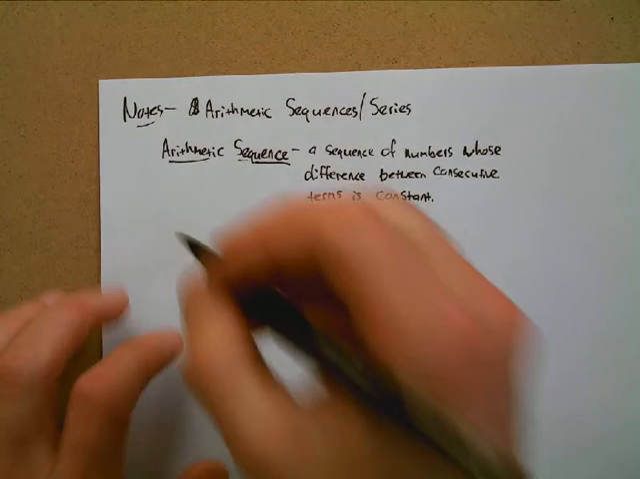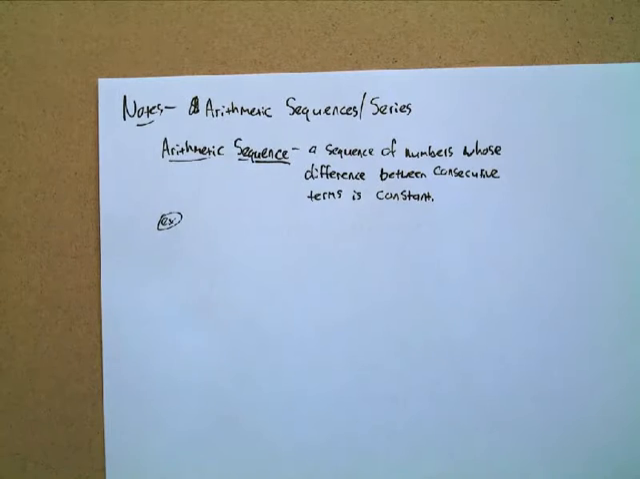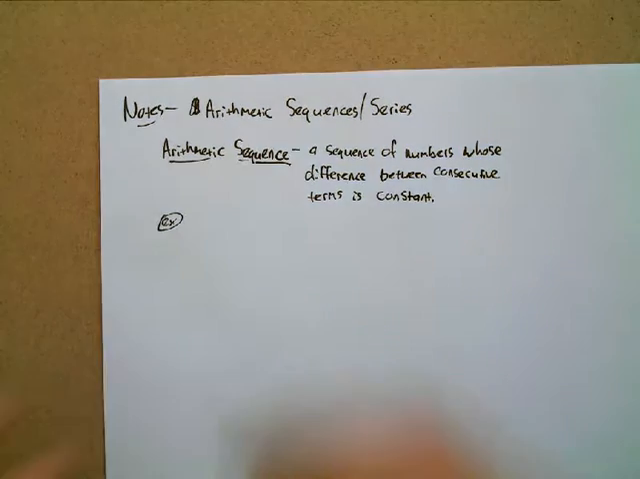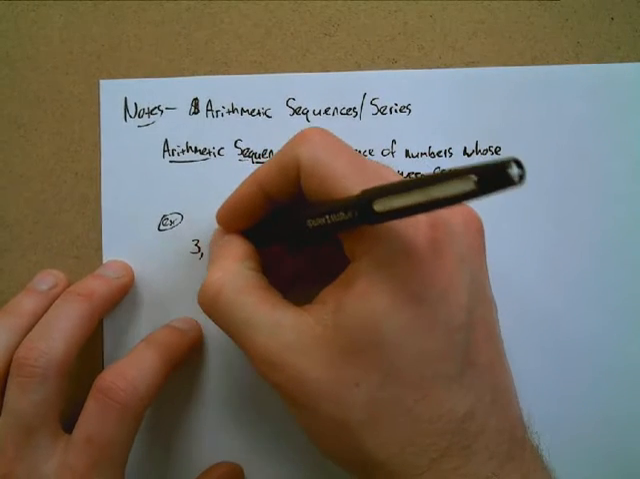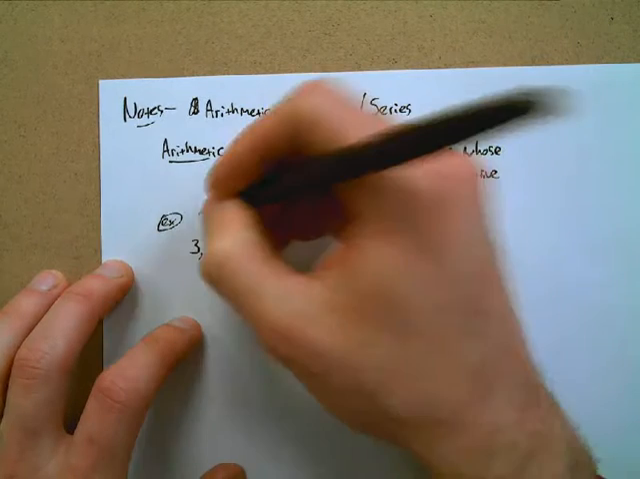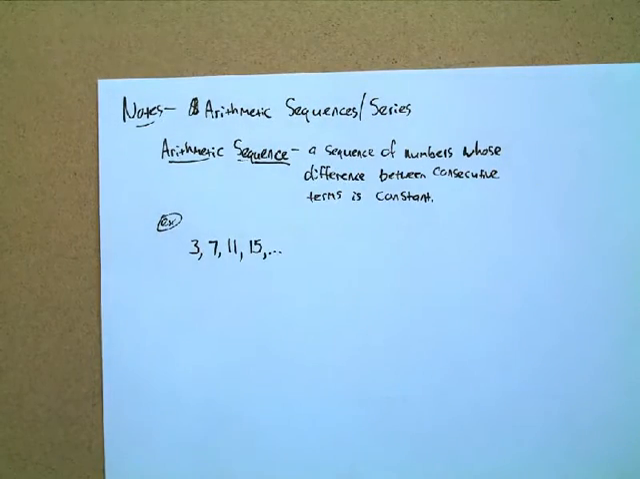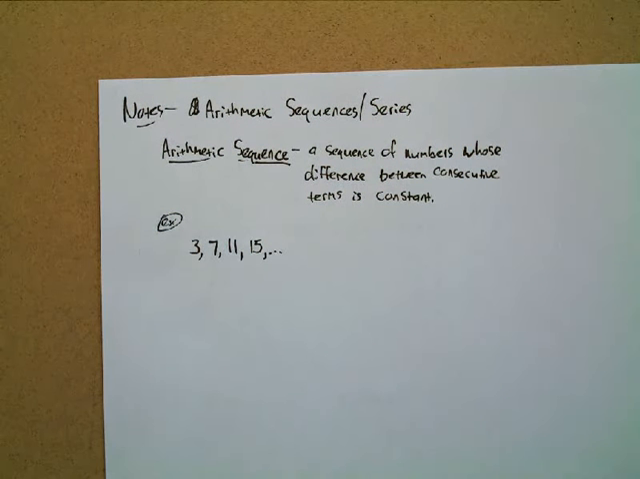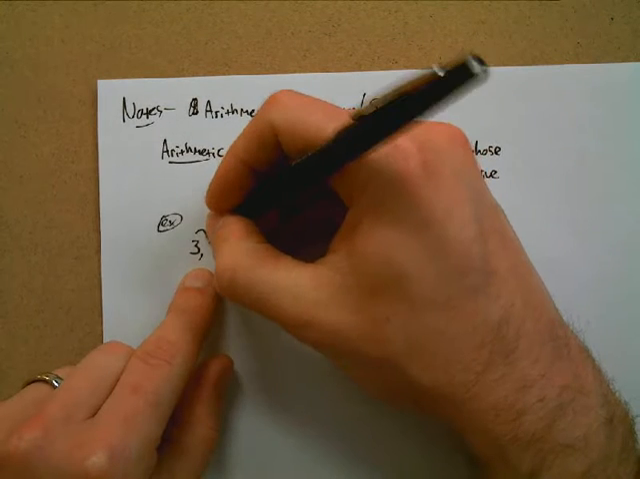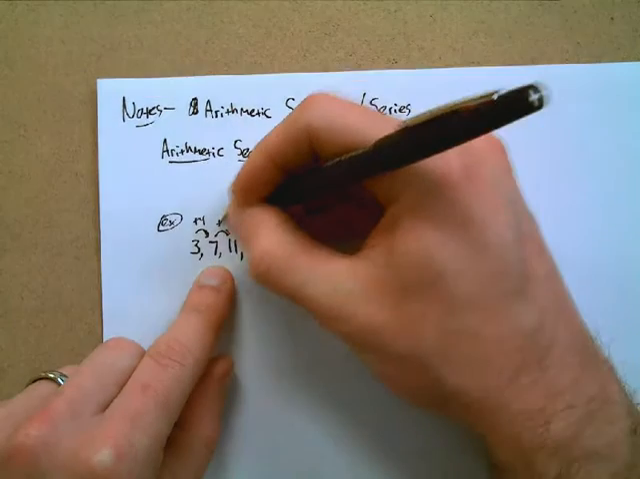Okay, so let's say we've got 3, 7, 11, 15, and so on and so forth. So what's the pattern here? What's happening in this sequence? Yeah, Anna? Yeah, we're adding 4 each time. Okay, we're adding 4 each time, right? 3 plus 4 gets us 7, plus another 4 gets us to 11. Plus one more 4 there gets us to 15. And so we can keep adding 4s, and we keep going.